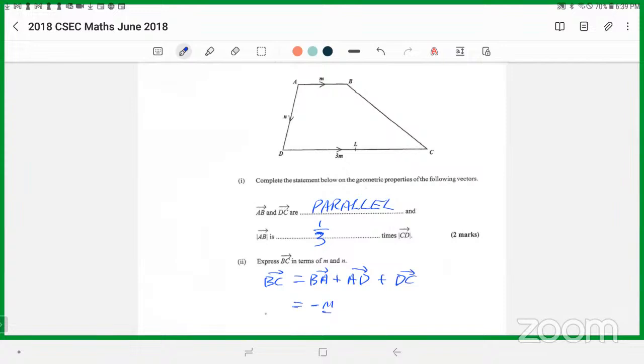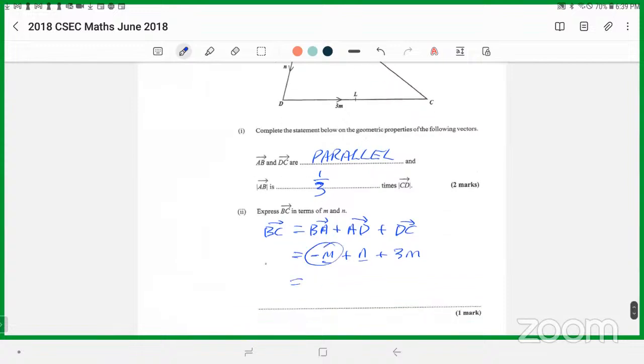And then AD is what? N. You're going in the same direction as n, so it's plus n. And then here now, D to C is what? Plus 3m. And then you consolidate these two. So really and truly it becomes n plus 2m. That's what it becomes: n plus 2m.